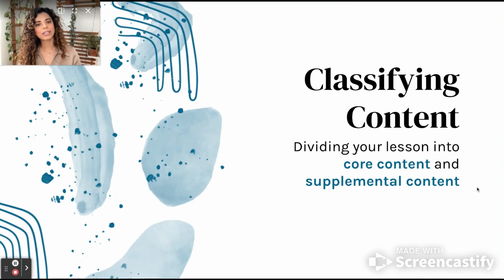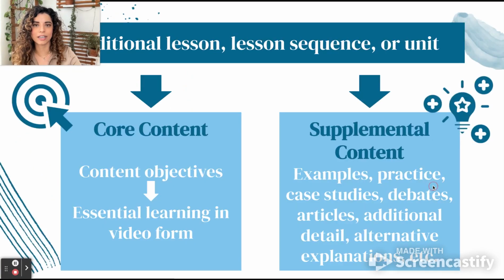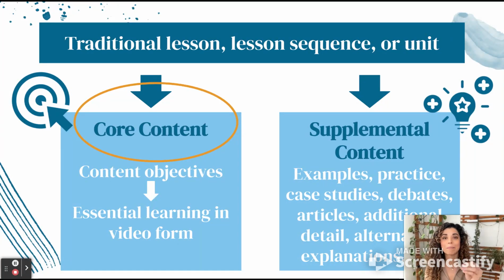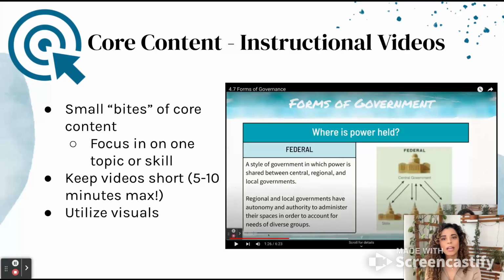So first, let's begin with classifying content. So we're going to look at the lessons that you already have and consciously separate them into core content and supplemental content. So what does that look like? For a traditional lesson, this could be a lesson sequence or even a whole unit, you're going to first identify core content. So this includes learning objectives like the meat and potatoes, the main elements that students need to know. And then you're going to put that into video form and deliver that instruction. So let's take a look at what I mean by this.